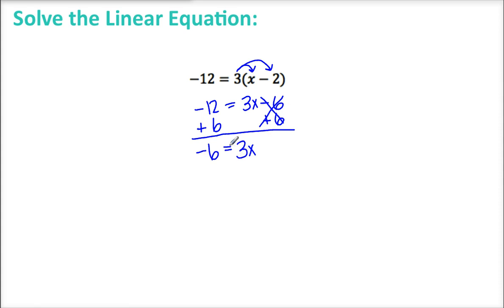Now I have a negative 6 equals 3x. And this is a 3 times x, so I'm going to divide it into 3 groups. Divide by 3. Okay, 3 divided by 3 is 1x. Divide by 3 on this side, too. Negative 6 divided by 3 is negative 2. So I solved, and the solution is x equals negative 2.